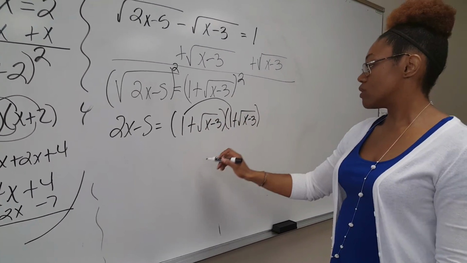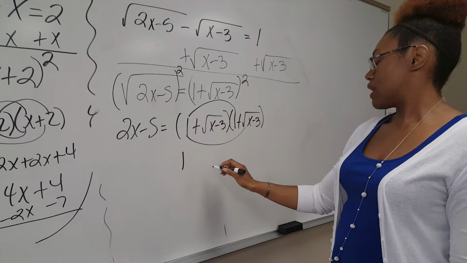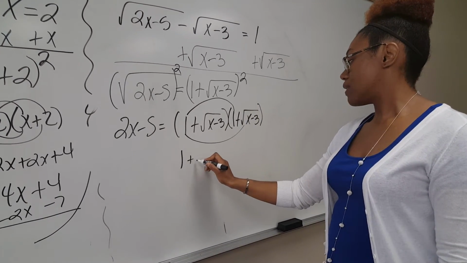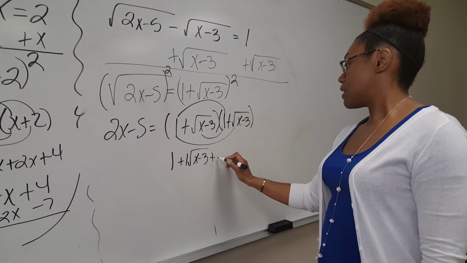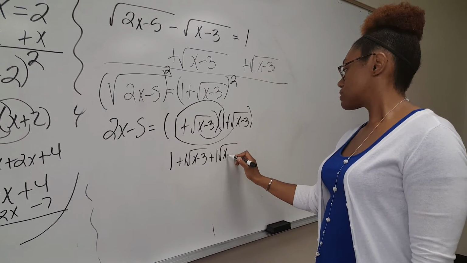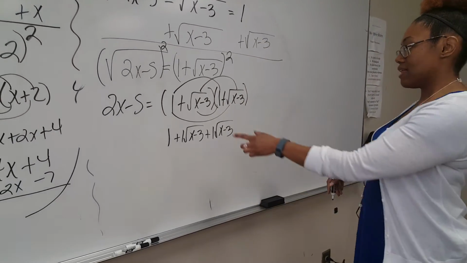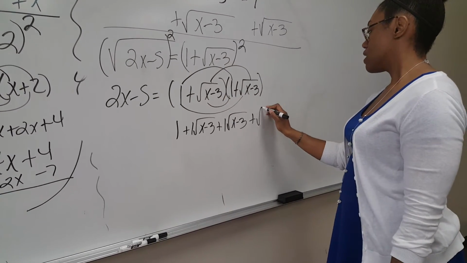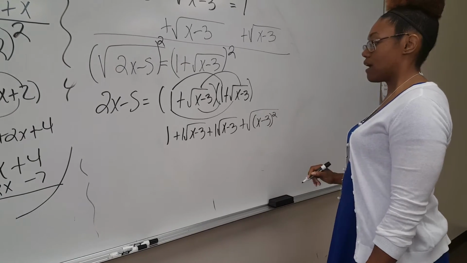So 1 times 1 is going to give me 1. 1 times square root of x minus 3 will give me a plus 1 square root of x minus 3. And then that'll give me another 1 square root of x minus 3. And then the two square roots multiplied together would make that officially what? Squared. Or here, I'll do it out. That'll be the square root of x minus 3 squared, right?